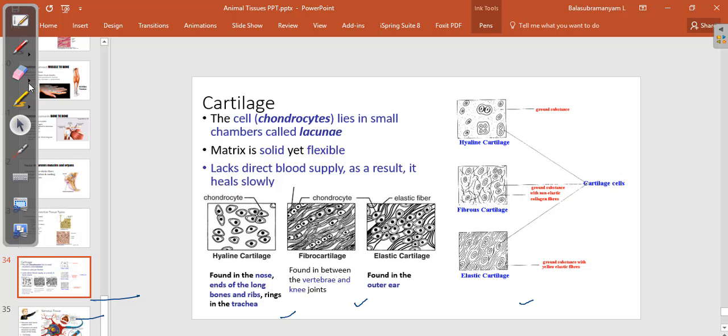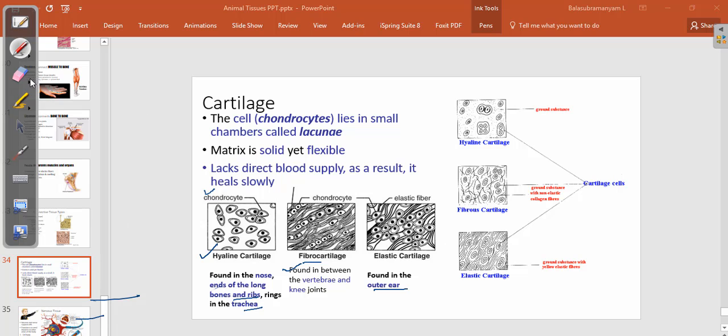Oh, I think I missed this cartilaginous part. Okay, yesterday I missed that fibrous cartilage, fibrocartilage. So I told you three different cartilages are there. The hyaline cartilage, which has the chondrocytes and is mostly seen in the nose, ends of bones, ribs, rings of the trachea. And then the elastic cartilage, in the outer ear, and then the fibrocartilage between the vertebrae and knee joints. I was unable to recall this yesterday. Okay, so these are about different cartilaginous cells.